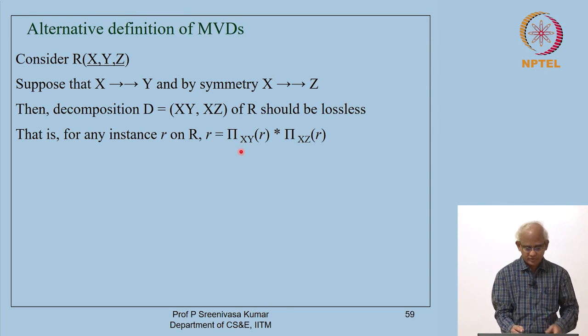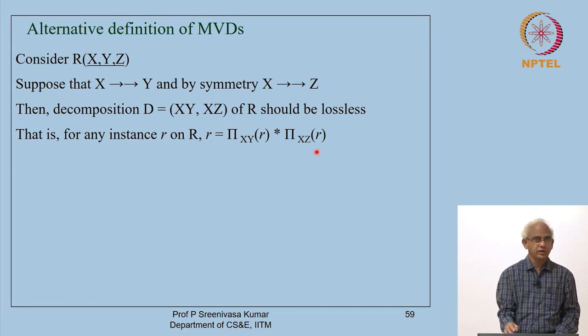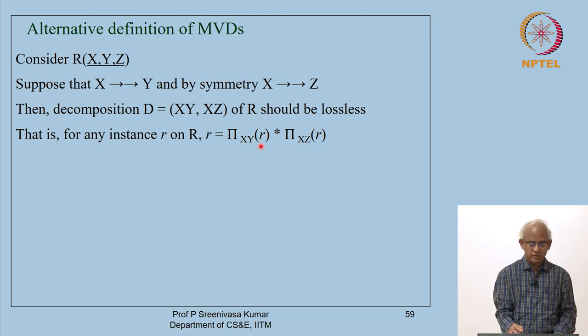So, that is what we are saying. That is what the definition also said, and we are putting it in another way here: if you project the relation onto xy and xz, and do a natural join, it should be equal to R. So, here is an alternate way of defining the existence of a multivalued dependency.